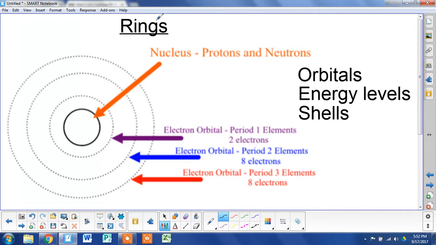And then last thing, rings. Rings can also be called multiple things. They could also be called orbitals, they could also be called energy levels, or they could also be called shells. So remember that you could see these other synonyms for rings and don't let them get you confused.